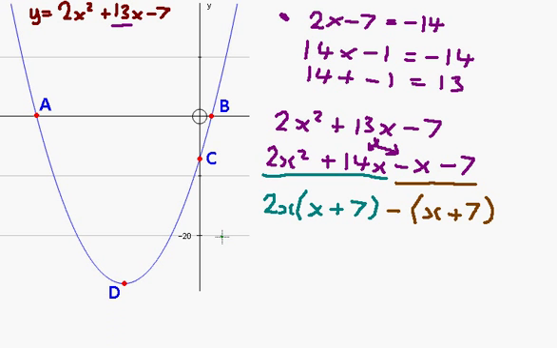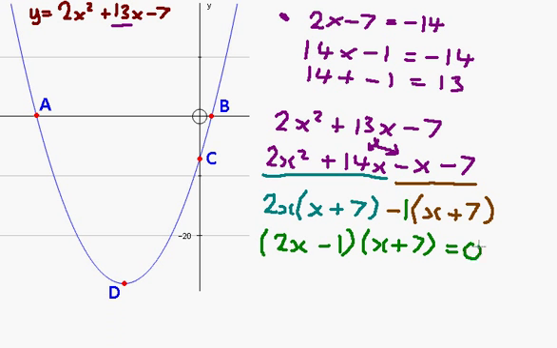So the next thing I could write is 2x take away 1, because remember there's that 1 in front of the bracket here that I don't bother writing, times x plus 7. In other words, I have factorised this line: the 2x minus 1 and the x plus 7. Ultimately what I want is for this to be equal to 0. I want to solve it.